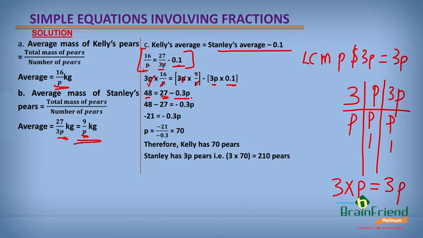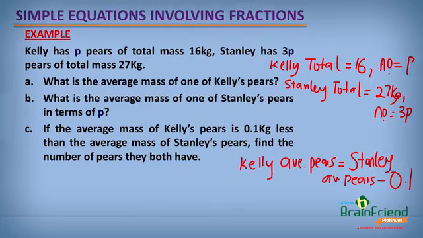Now bringing like terms together, 48 minus 27 is equal to minus 0.3p. 48 minus 27 is minus 21. This is equal to minus 0.3p. And p is equal to minus 21 over minus 0.3. Once we do this division, we are left with 70. Minus 21 divided by minus 0.3 gives 70. So p is 70.